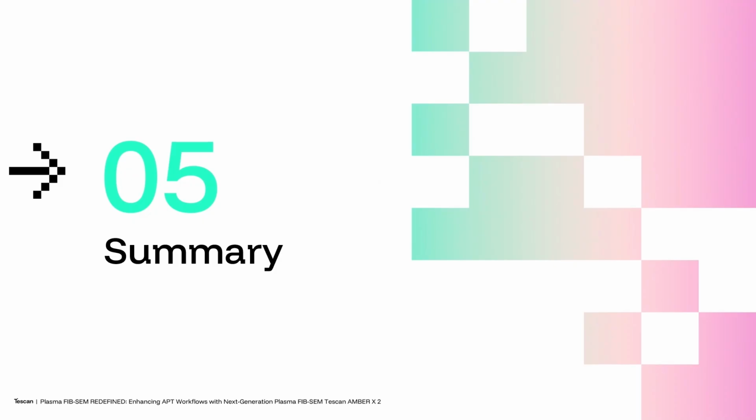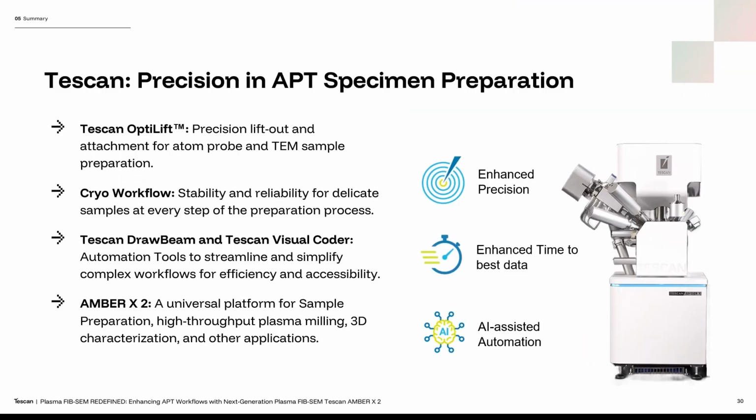So let me just summarize my part. Tescan has special solutions for atom probe sample preparation. For example, as was already mentioned, the Tescan AMBER X is the easy way to transfer the geometry of your sample for more advanced use cases. And in the following part, you will see some real-life examples. We also have cryo workflow compatibility, so we can prepare the samples in standard conditions or in cryogenic conditions as well.